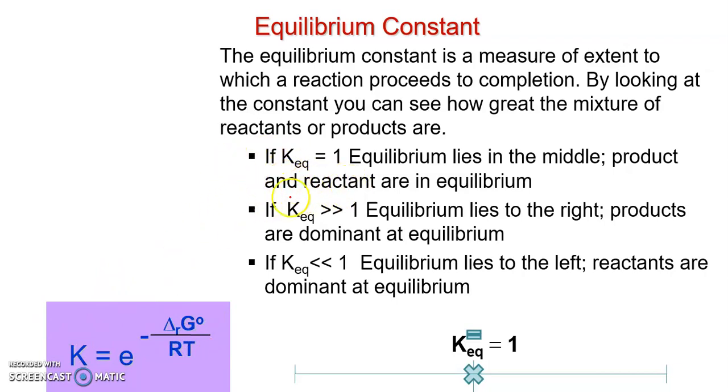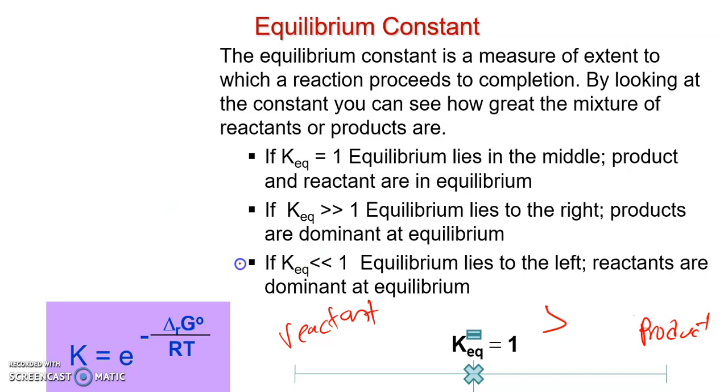constant equal to 1, so it means that the product and reactant are at equilibrium. If the equilibrium constant is more than 1, it means that the equilibrium lies to the right, so here the product is dominant. This one is product and this one is reactant. If more than 1, the product will be dominant, product will be more than reactant, while if we have less than 1, the reactant is dominant at the equilibrium.